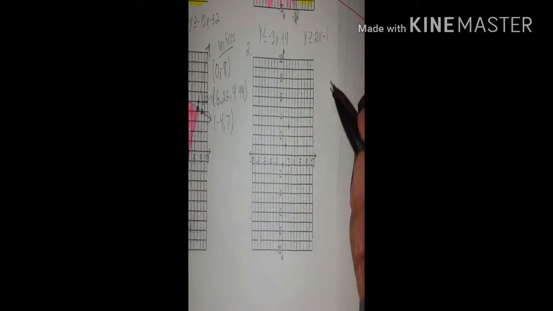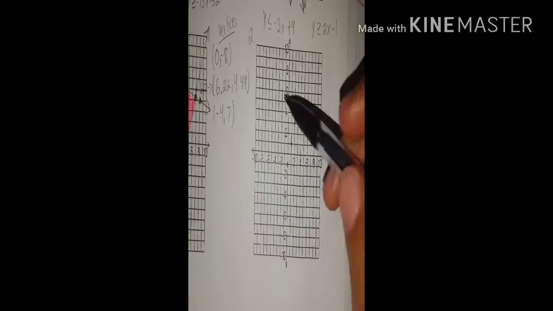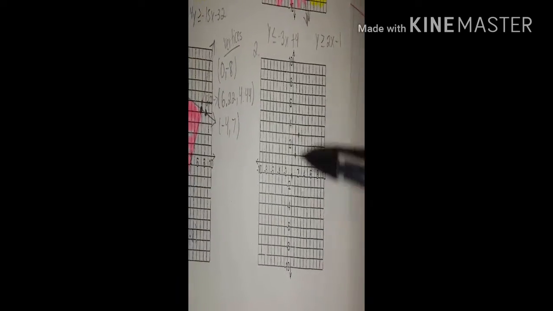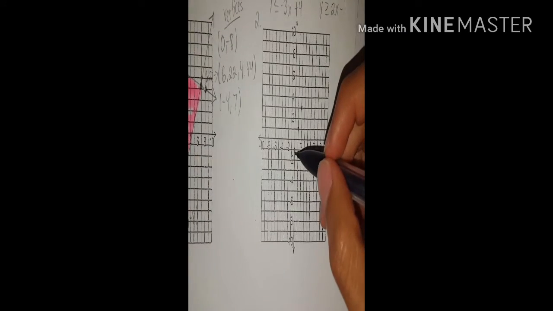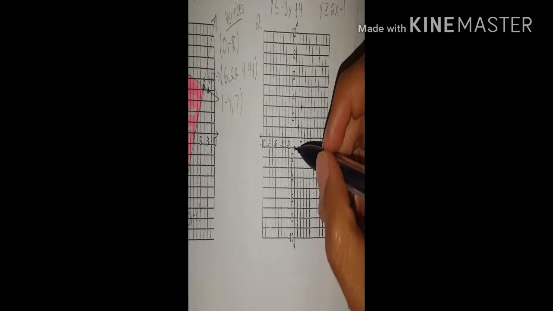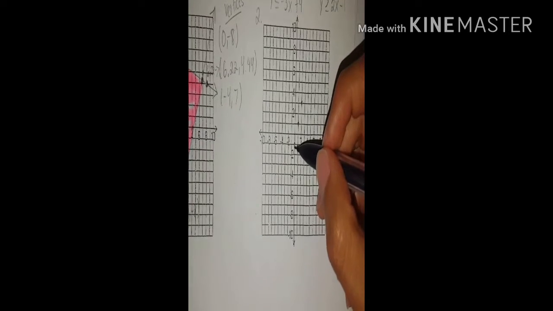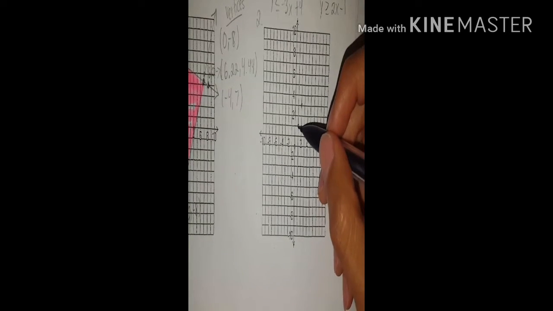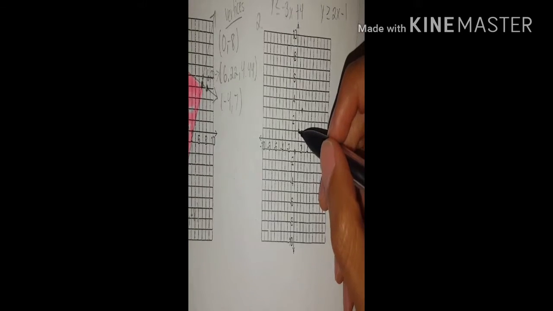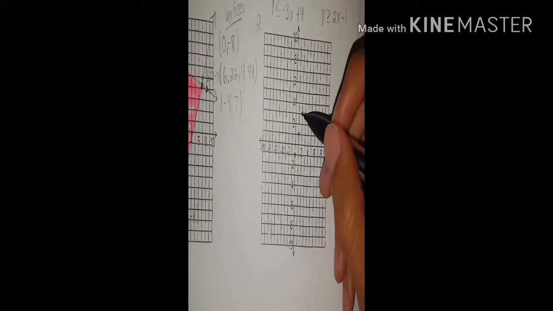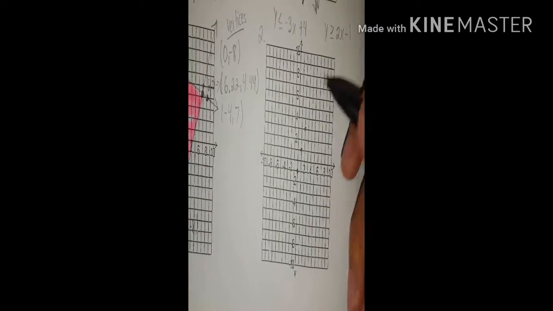Alright, so what you want to do after you get the points is plot them. The teacher gave us this graph paper. So here we got (0, -1), and then we got (1, 1), which is here, and then we got (2, 3). And then we make a line with a ruler or something.